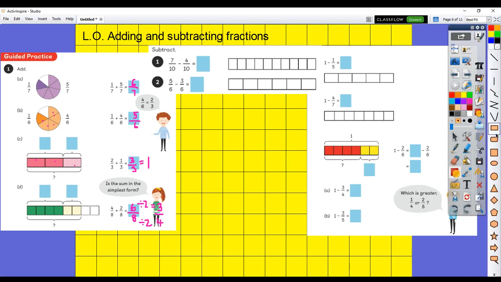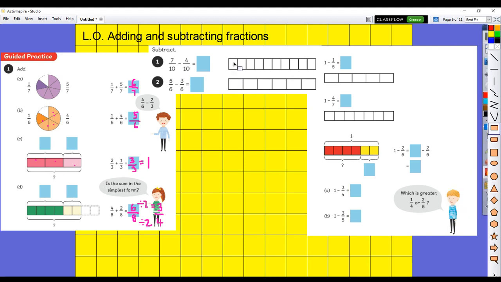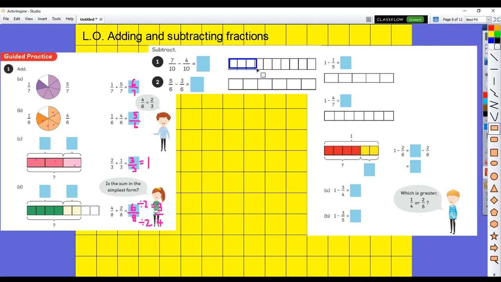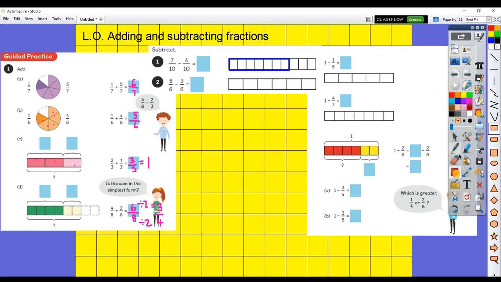Okay, so if we now go up here, subtract 4/10 from 7/10. So I'm going to colour in 7/10 of my bar. You can count with me: 1, 2, 3, 4, 5, 6, 7. Okay, what I actually want to do is make it a bit see-through so we can easily cut them off. So let's do it this way: 2, 4, 6, 7.